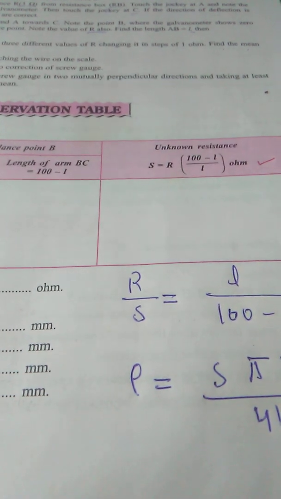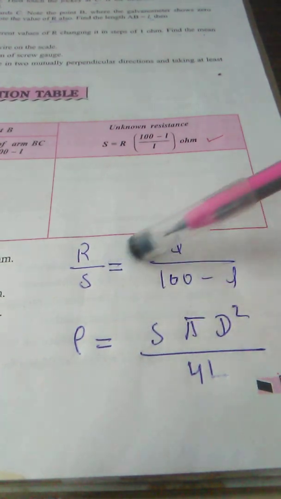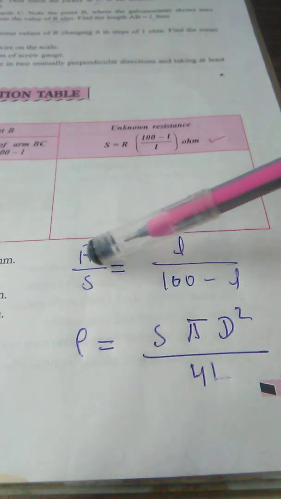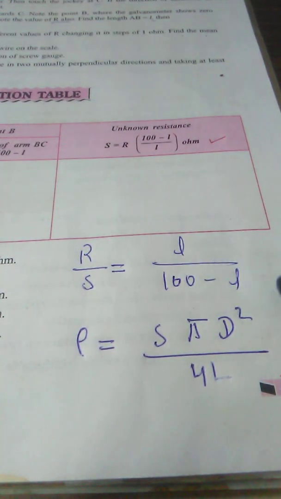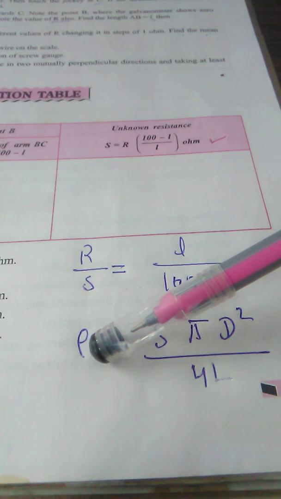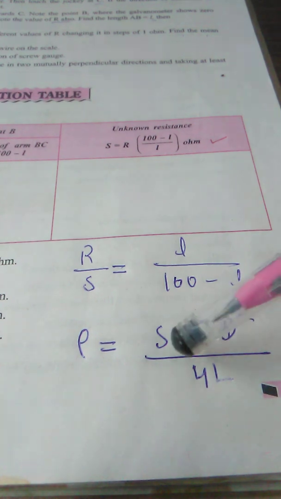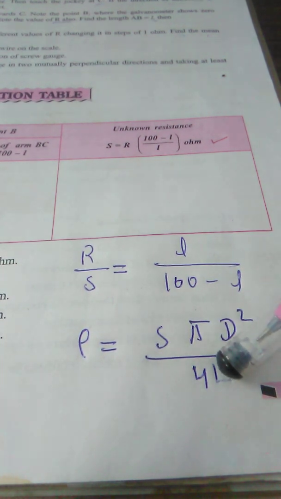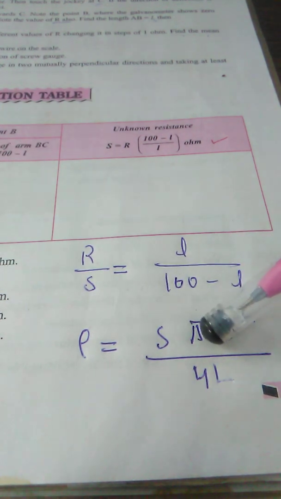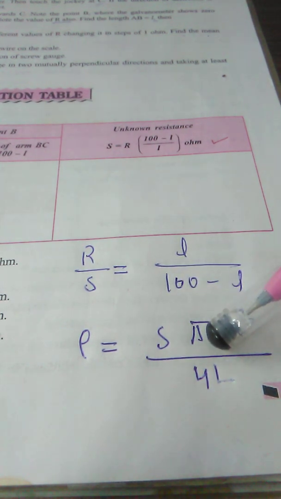After calculating the value of S, we are going to calculate the value of specific resistance. This is the balance condition of the meter bridge. Under the balance condition, R upon S equals L upon 100 minus L. Now this rho denotes the specific resistance of the wire. It equals S into pi d square, simply we write S into pi a upon L, but the area of cross section of the wire is pi r square.